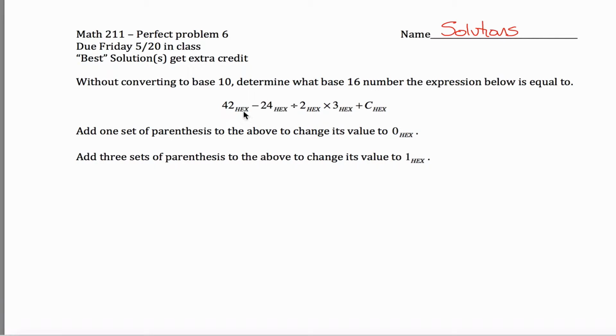You have this number in hexadecimal, aka base 16, minus this number divided by this number times this number plus this number. And first you're supposed to figure out what the value of this expression is. So evaluate this expression. And really the challenge is to know what order to go in. So you don't do 4, 2 minus 2, 4, for example.